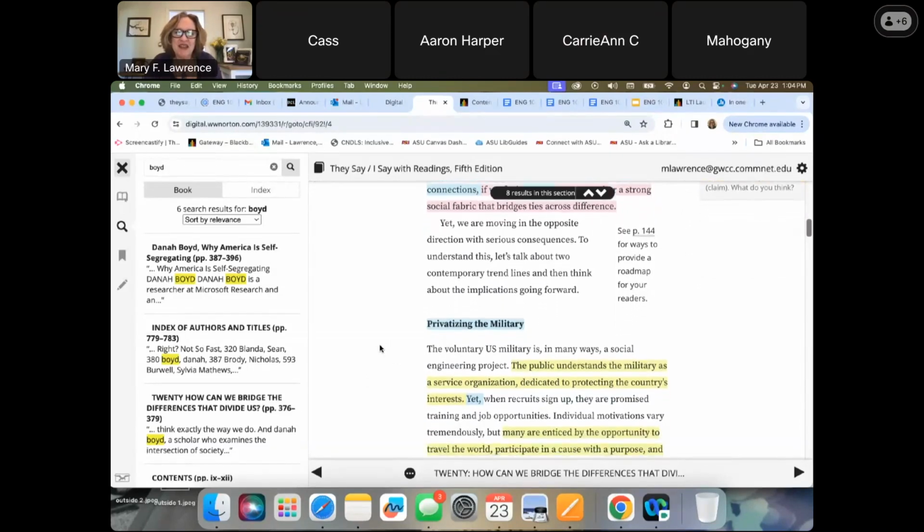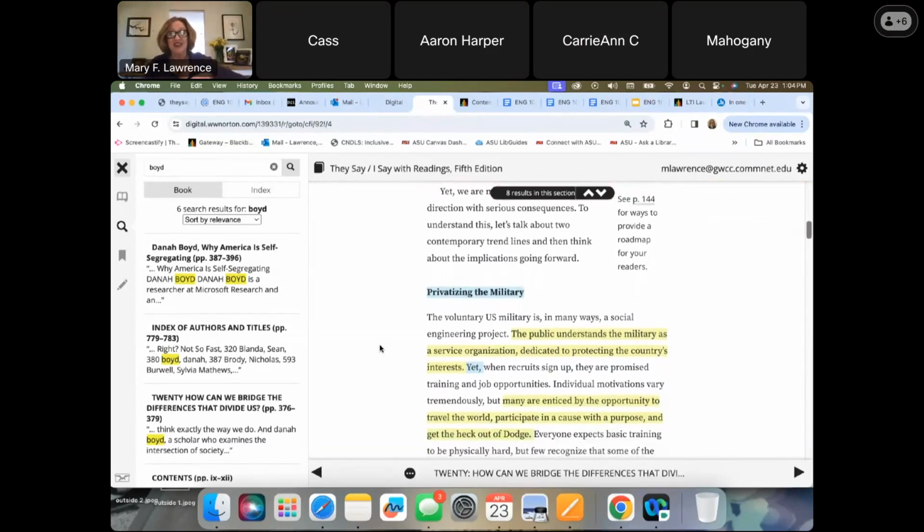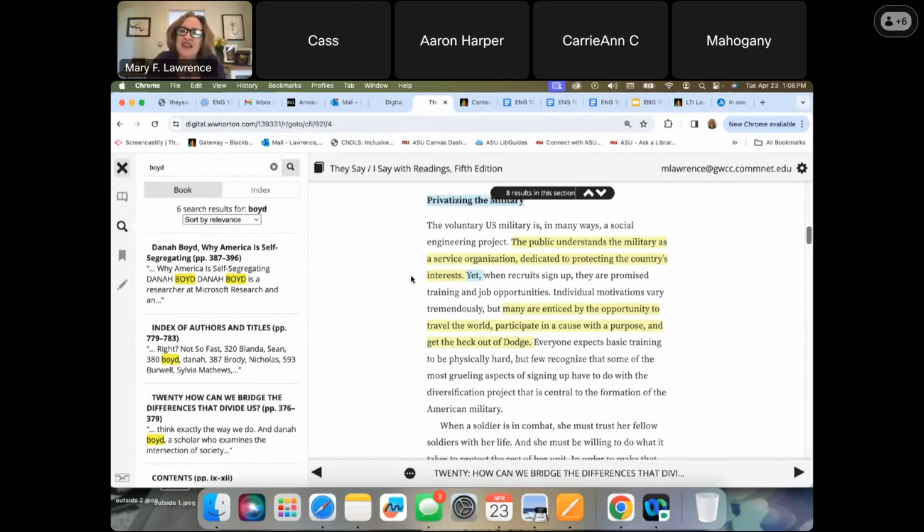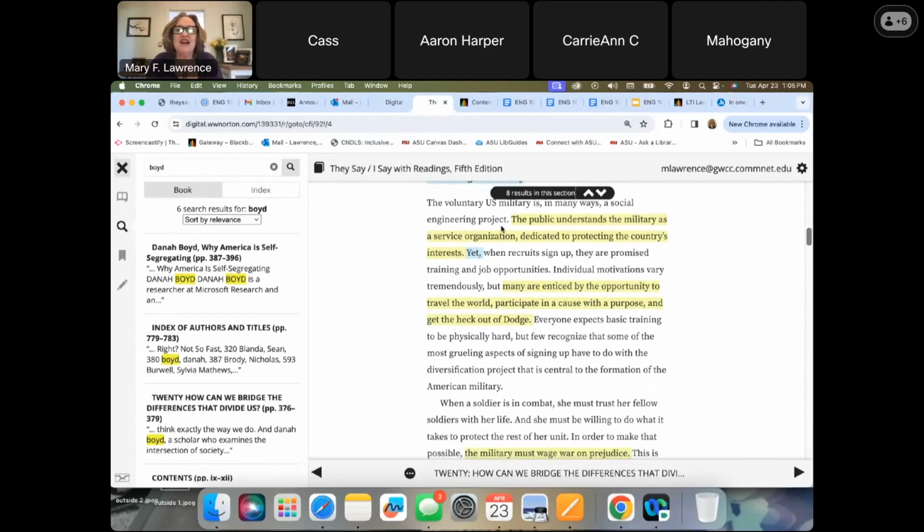So I'll keep going, because I think both of you have good points and they're very relevant to this topic. So then she, the author, gives a couple of examples. One is the military. And so she has the heading Privatizing the Military. She starts by saying a little bit of the foundation of the military as a service organization dedicated to protecting the country's interests. That's what the public generally understands. Then she has her yet. So yet is her transition.